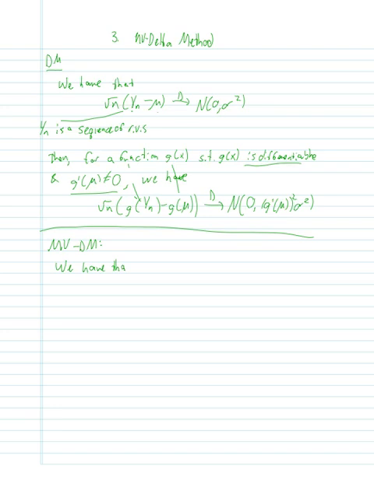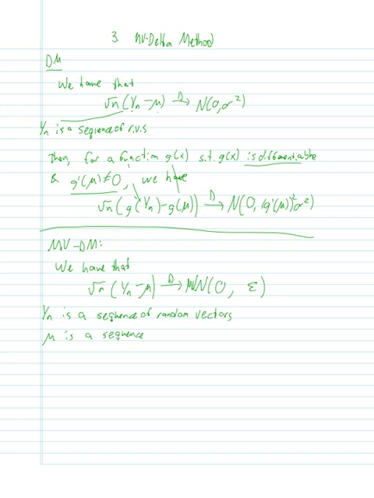We have, for the multivariate delta method, that square root of n times yn minus mu converges in distribution to multivariate normal, with mean vector 0 and covariance matrix sigma. Note that yn is, instead of a sequence of random variables, a sequence of random vectors, right?